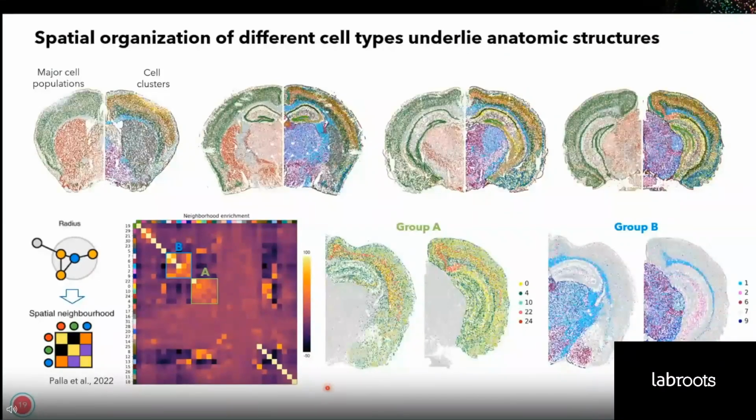On the other hand, the cell clusters on the right side with different gene expression represent fine anatomic structures. For example, you can see different cortical layers and different subregions of hippocampus.